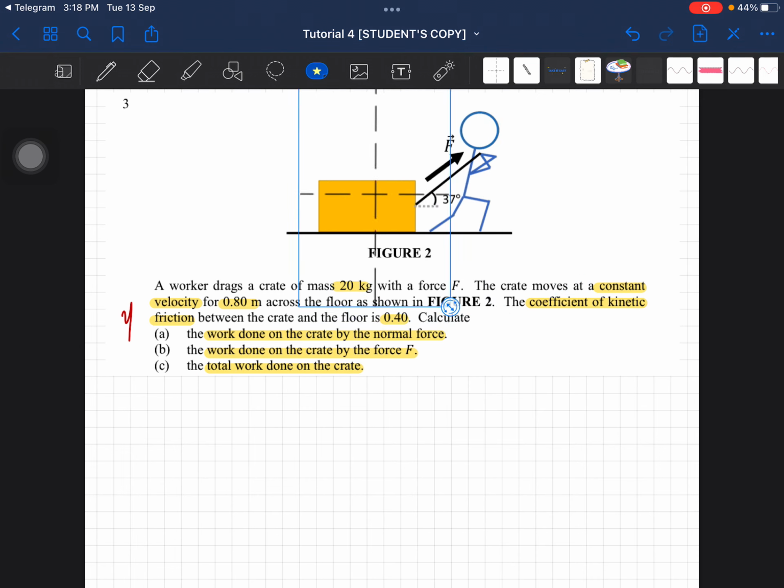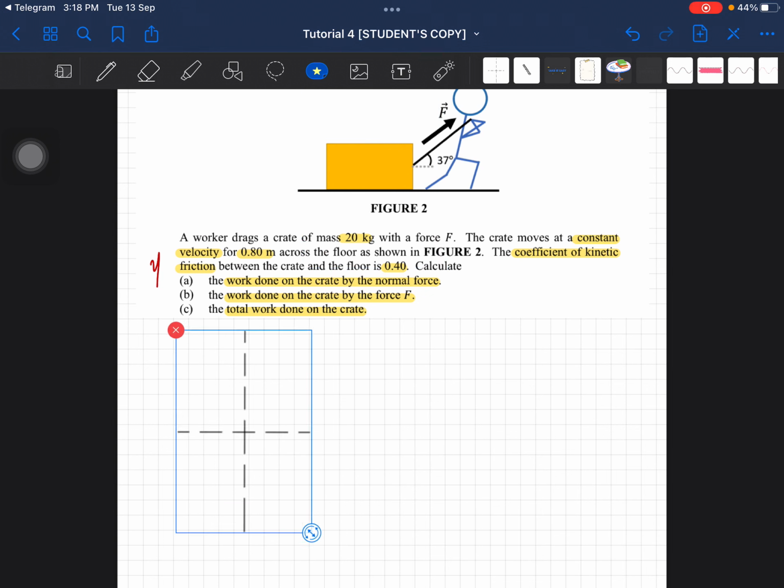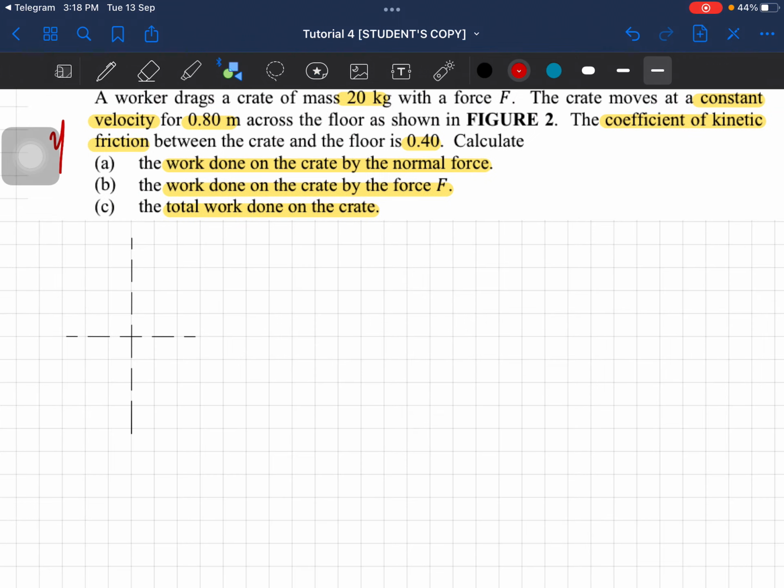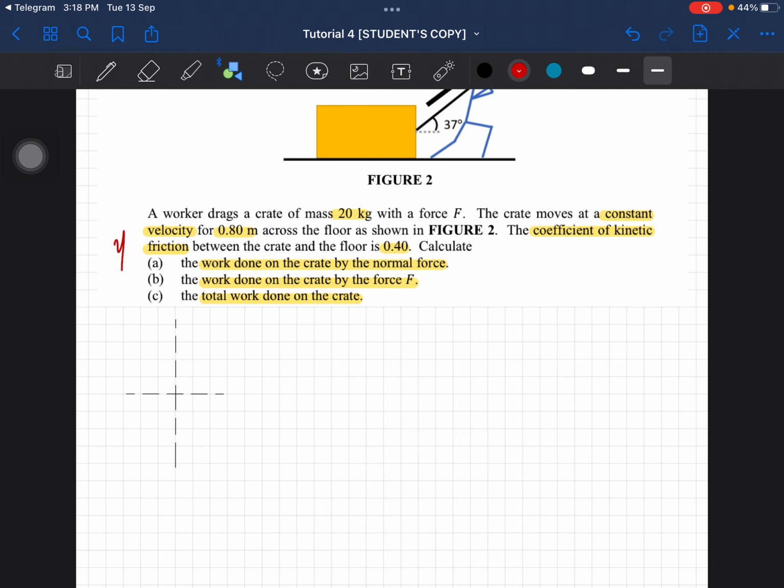Okay, so now we will do it like this. Actually, I'm just going to draw it directly here. Okay, so this is our X and Y axis. Now remember, our weight force will always be pointing downwards.